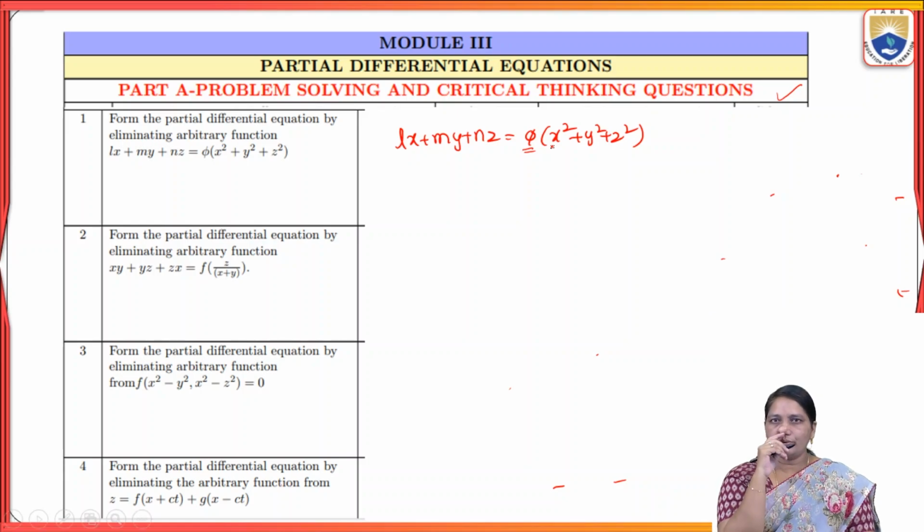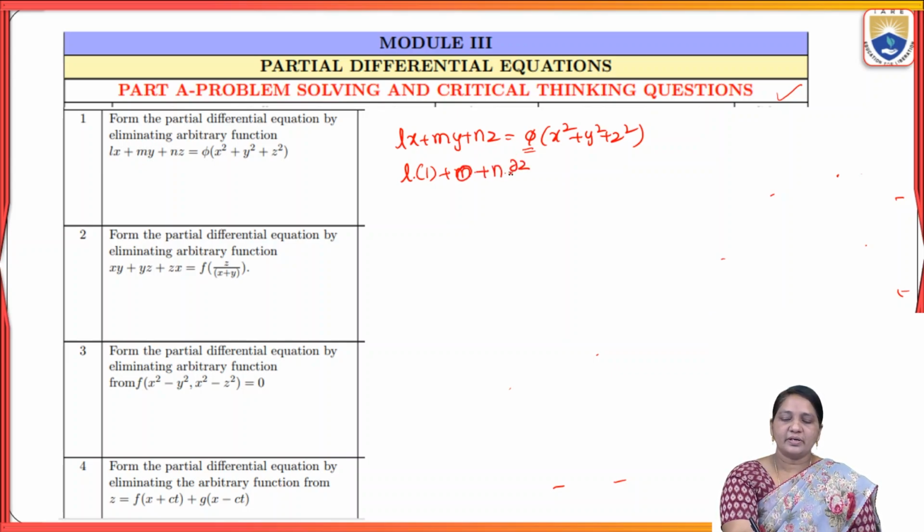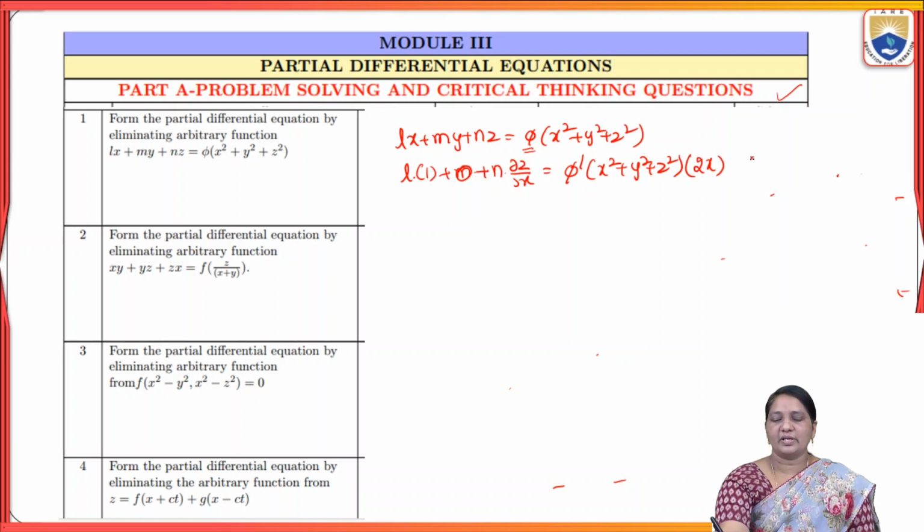So first we are going to do the partial differentiation with respect to x. So L into, with respect to x we are doing, so x gives 1, plus M into 0, since M and y are both constants, plus N into dou z by dou x is equal to phi dash of x square plus y square plus z square into, with respect to x we are doing, this value is 2x, plus y square is 0 and z square also 0. So finally I am getting here L plus N into p.